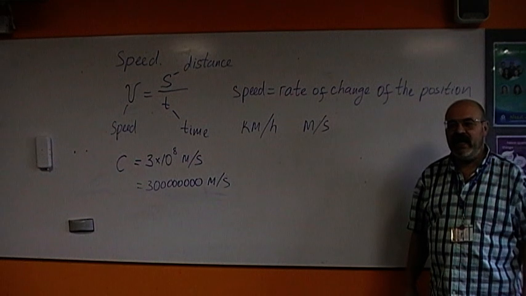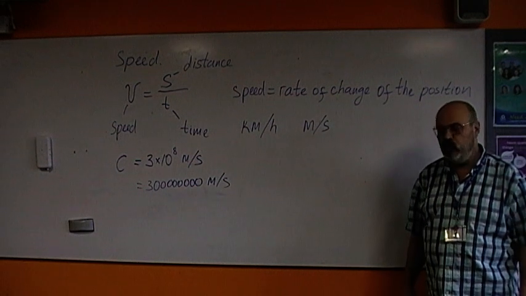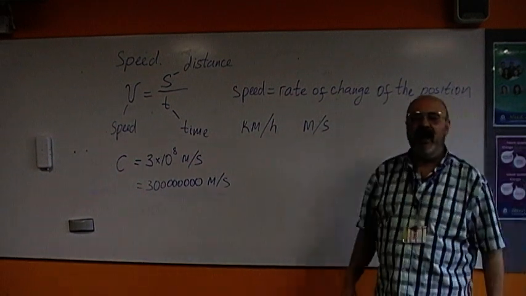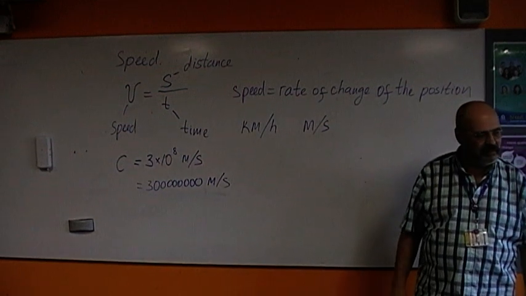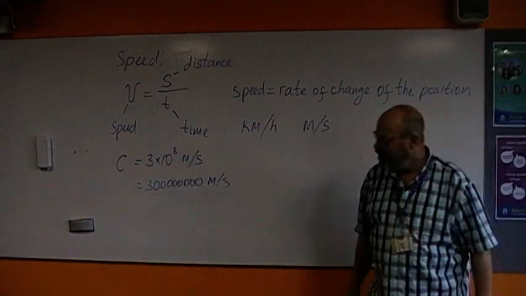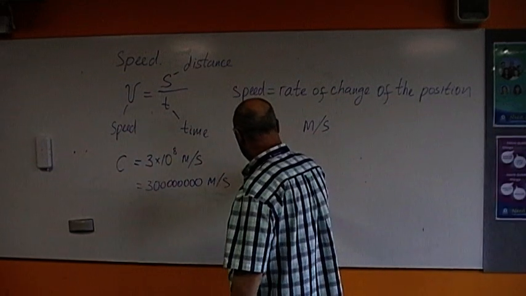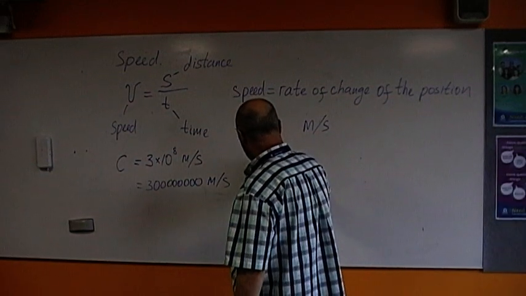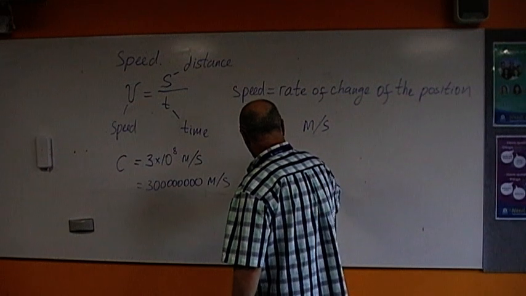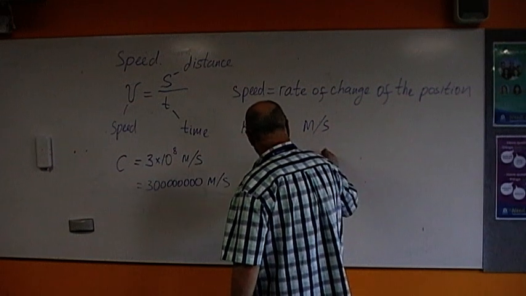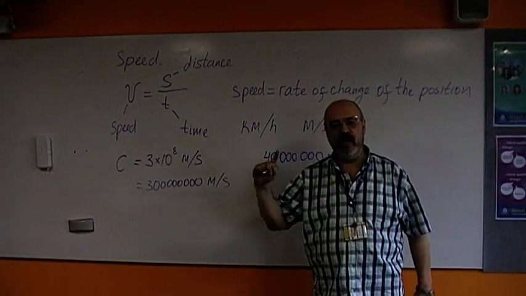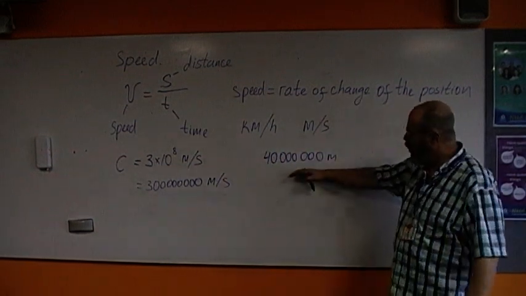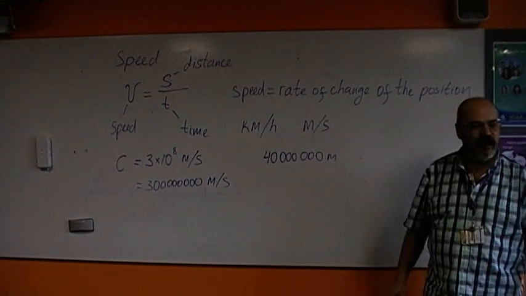Now, using your calculators, who knows what is the circumference of the Earth? The circumference of the Earth is 40 million meters. That is, if you're going around Earth on the equator, that will be the circumference of the Earth.